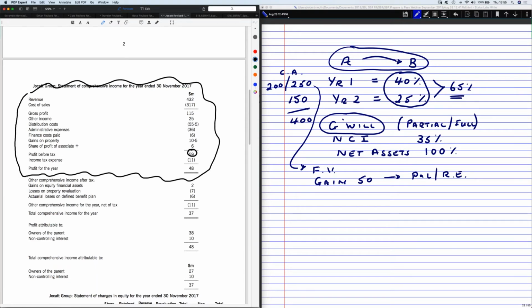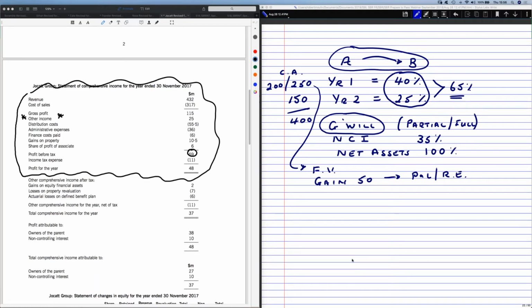Clearly it's not to do with profits of the associate. Clearly, it's not to do with gains on property. It's a gain on a financial asset. Clearly, it's not to do with finance costs, because it's not a finance cost. It's a gain. Hey, look, I reckon that 1 million may be within that figure of 25 million. Do you agree with that? Does it look as if that 1 million gain is going to be included within that 25 million other income?